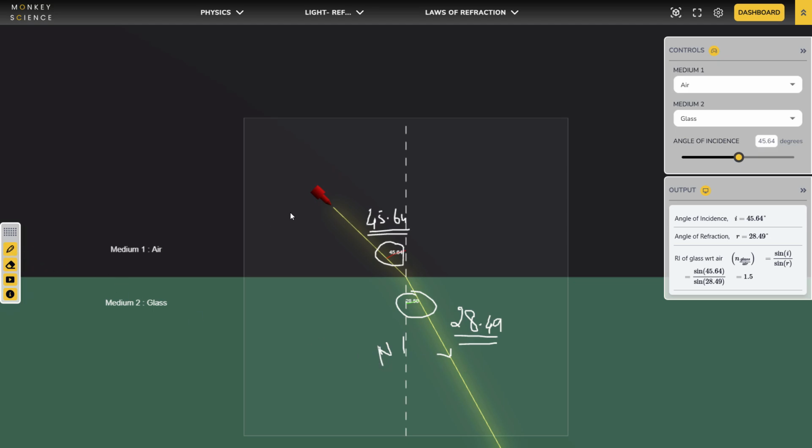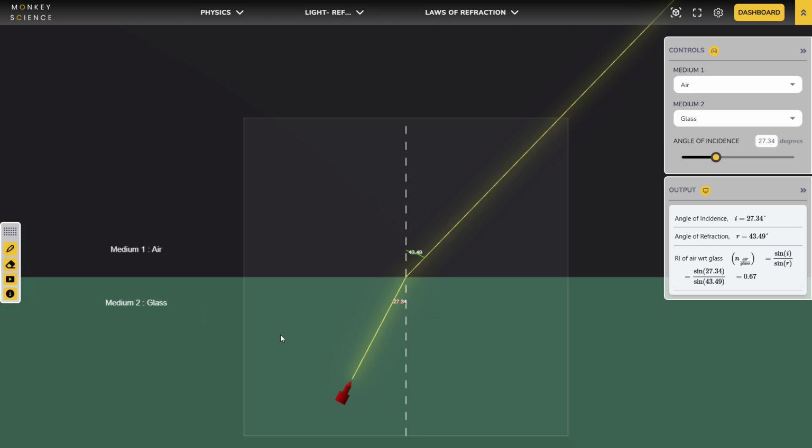Now what happens if I reverse it? What if I take the laser down? Exactly right, if you guessed it. It will bend away from the normal.